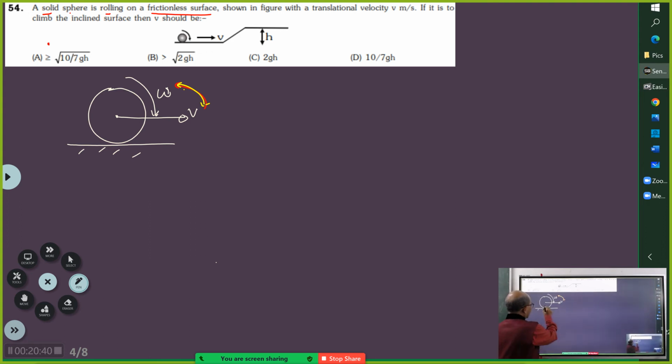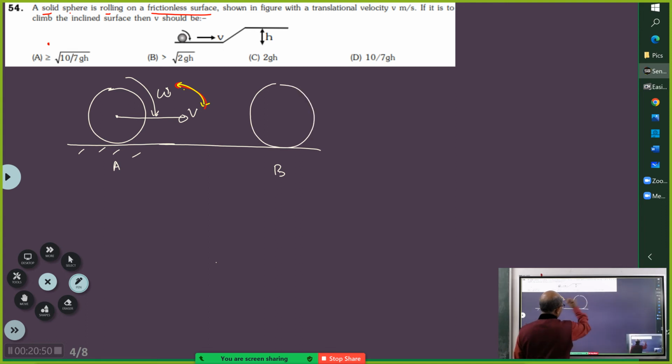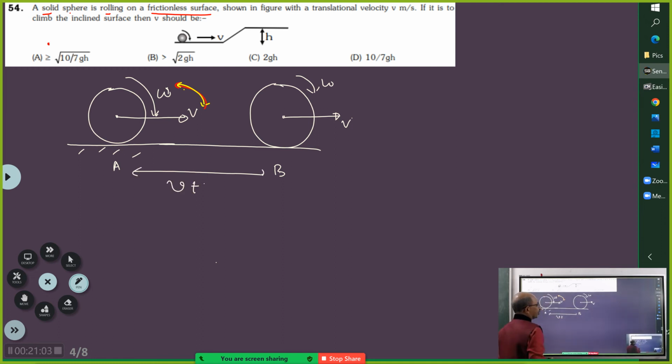Now, if the body is in position A at some instant of time, and later on it is in position B at some later instant of time, what is the condition? Omega will be the same, and this v will also be the same. So the distance that it has travelled is simply v into t. Agreed? Understood now? Now I am giving you the hint. Can you solve this problem now? Tell me what is the answer.